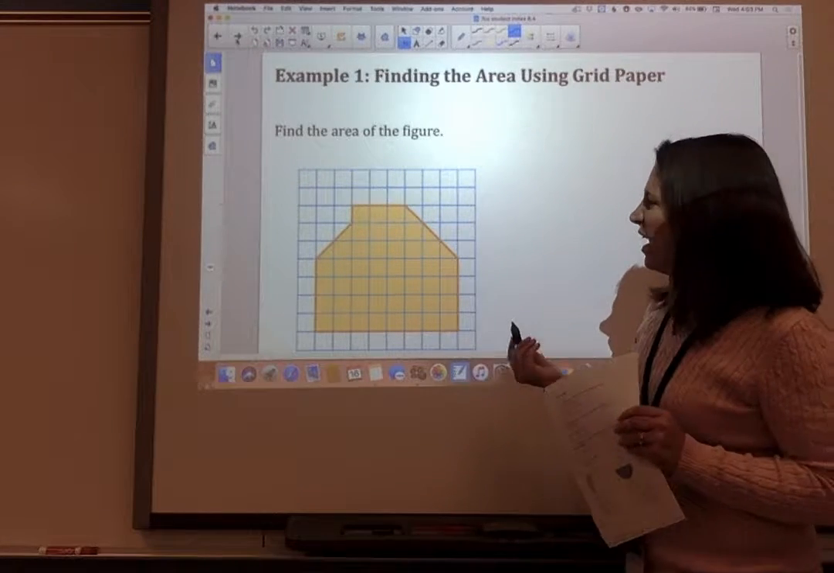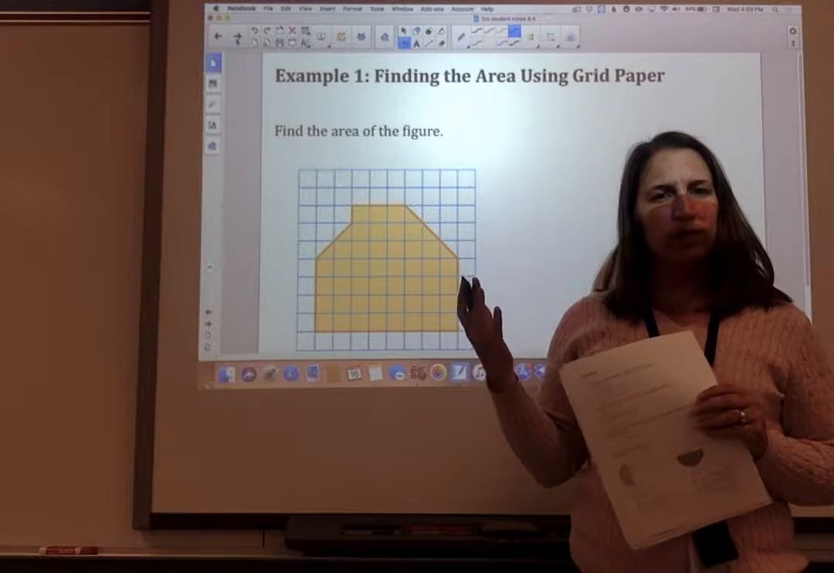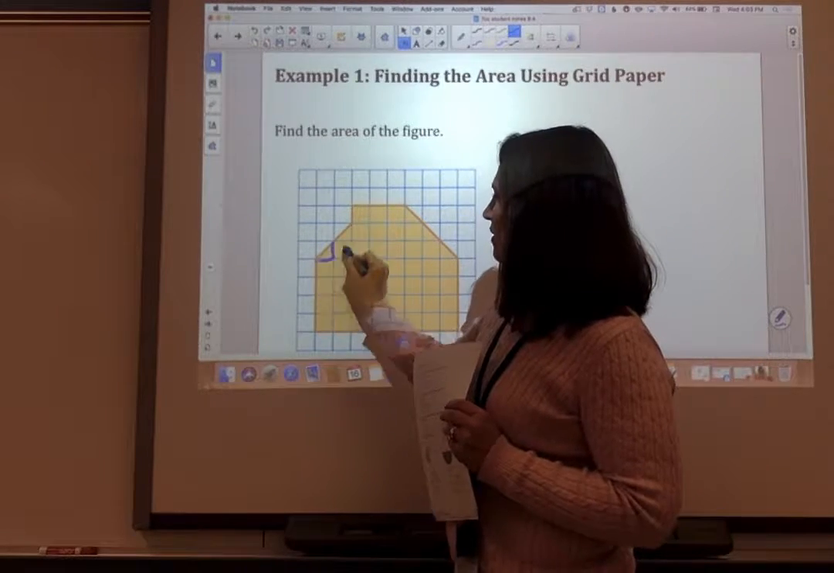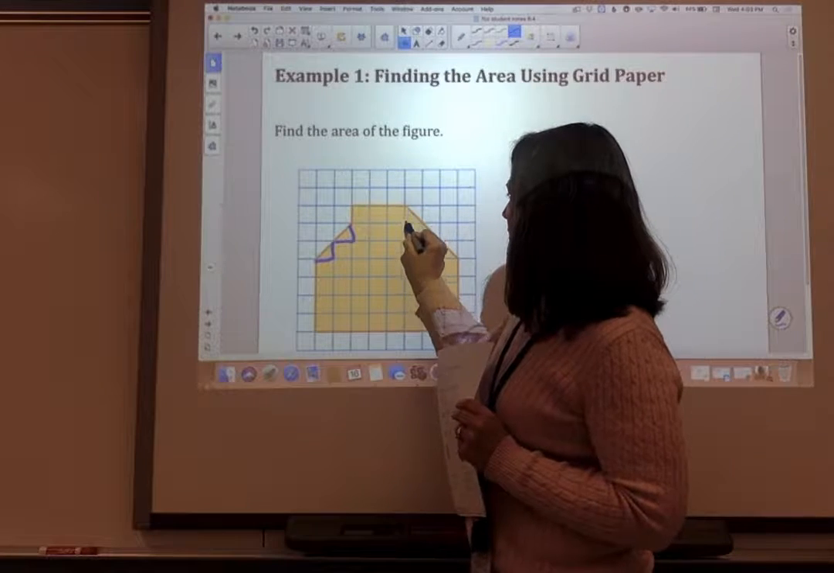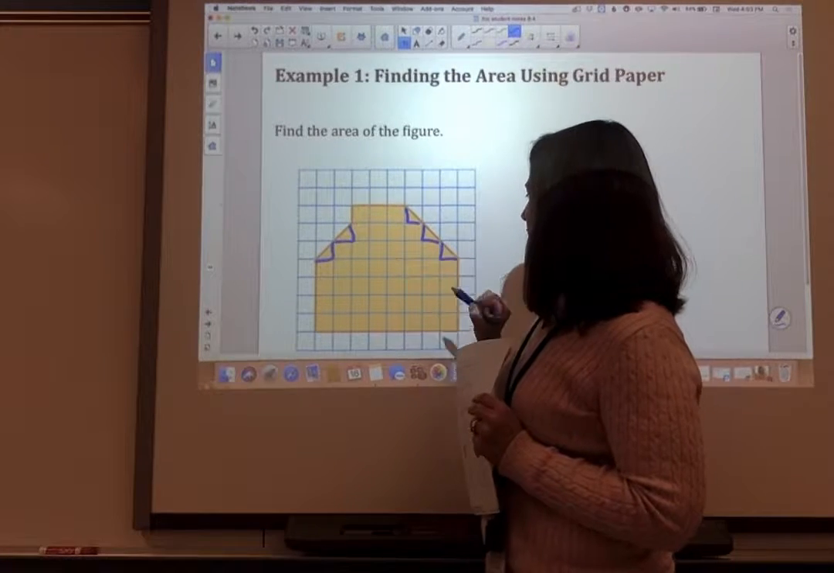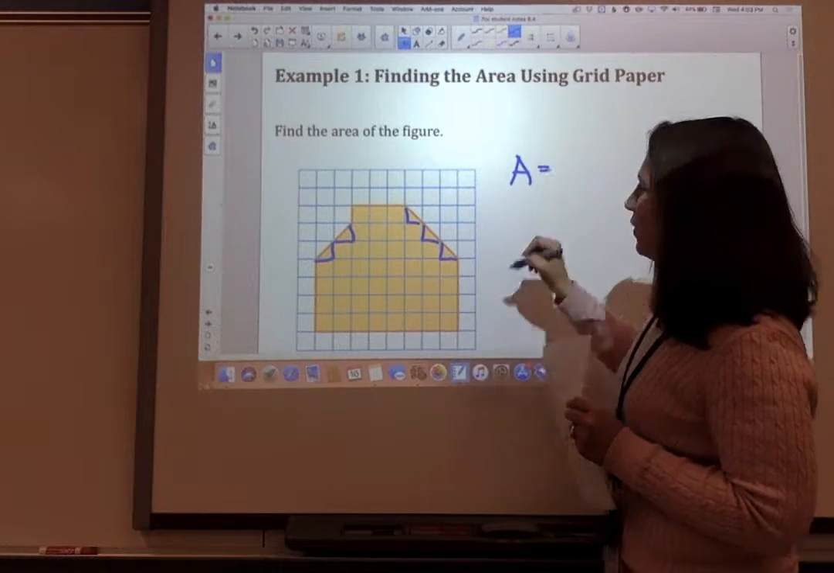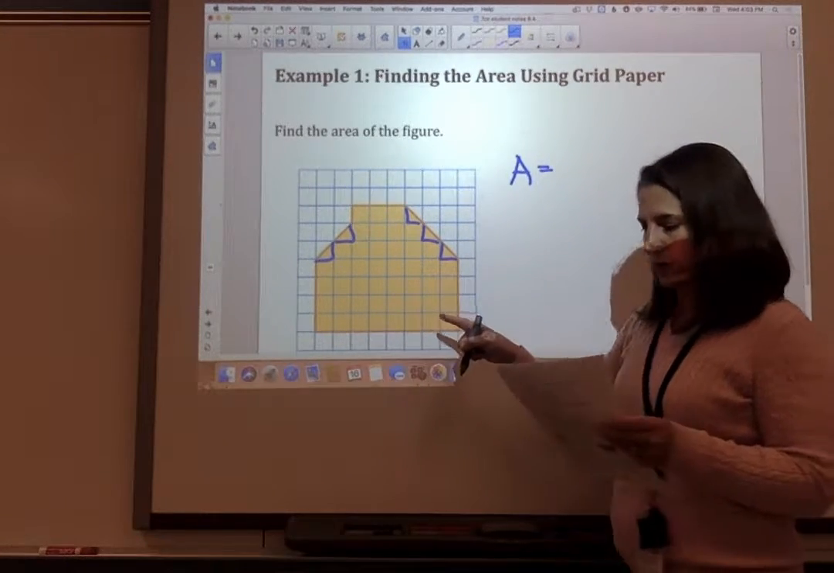So I'm going to go ahead and just mark the squares that aren't full squares, that we have some half squares here. So we've got one here, one here, one here, one here, and one here. So to find the area, we can count up how many full squares we have.